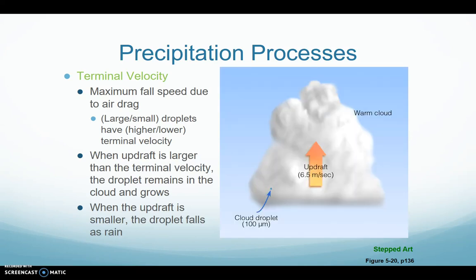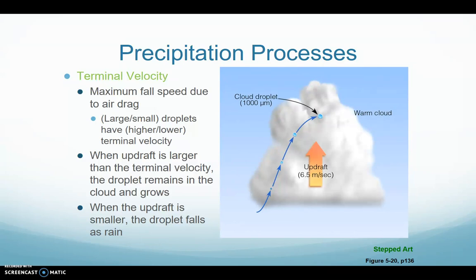So what happens is if you have a small droplet, which has a very small terminal velocity, any small updraft is going to take that droplet and push it up higher into the cloud. As it does so, it's going to undergo collision coalescence and grow until it is a larger droplet, when it's going to have a higher terminal velocity. So as long as you have an updraft that can sustain these larger droplets, the cloud droplets will stay in the cloud, growing and growing and growing.